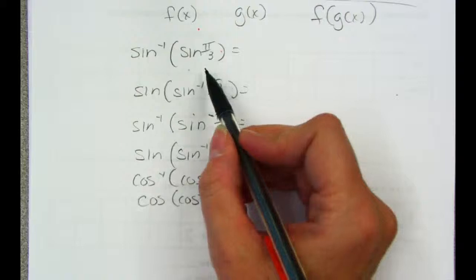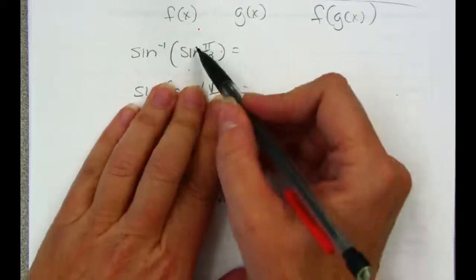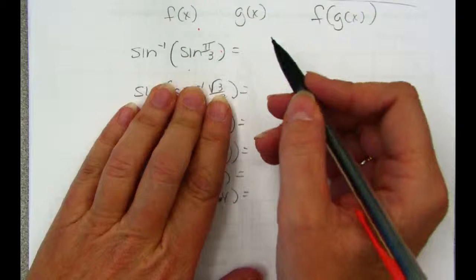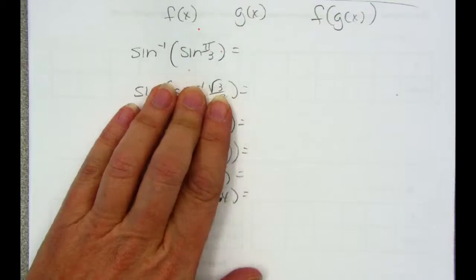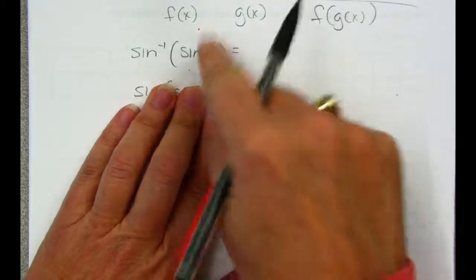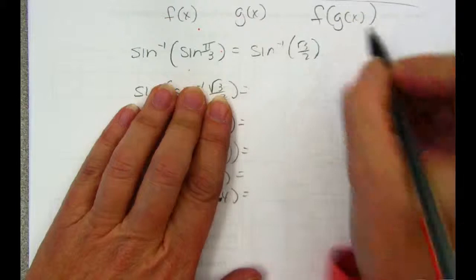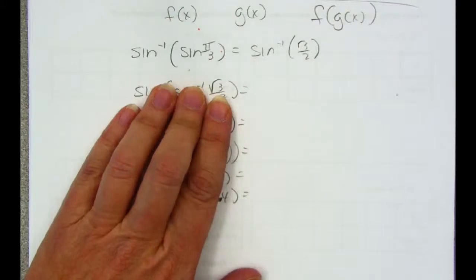What's inside the parenthesis? Is this an inverse function? No. So just go do sine of pi over 3. What is that? Square root of 3 over 2, right? So I'm going to put that answer inside the parentheses. Didn't we just answer what's in the parenthesis?